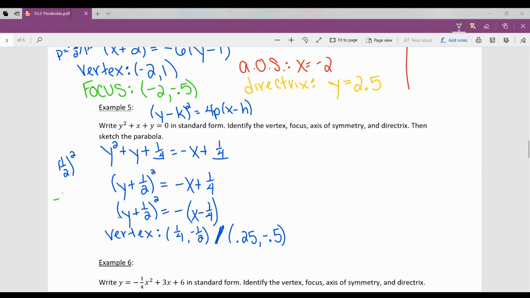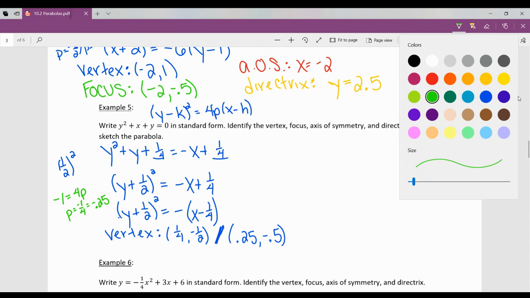So 4p, -1 is equal to 4p. So p is going to equal negative 1/4 or negative 0.25. So it's negative 0.25 units away. So because the y is being squared, it's going to be opening horizontally. And because it's negative, it's going to be opening to the left.